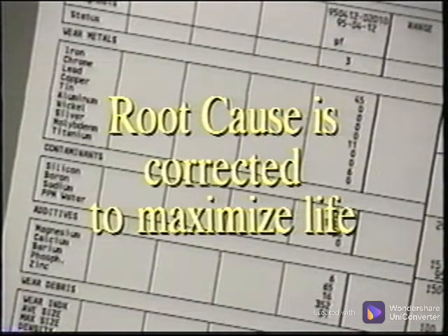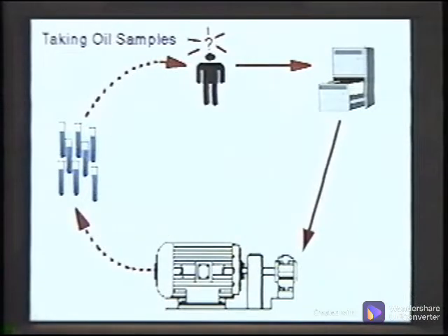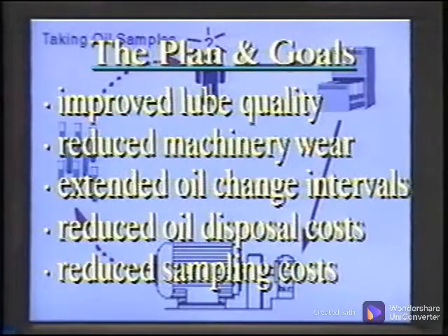Oil analysis in a reliability-based maintenance environment has the greatest potential for savings because the root cause of oil contamination, degradation, and machine wear is searched for and corrected to achieve maximum life for the machine and the lube. To achieve these optimum results and avoid a meaningless loop, your plan must have a purpose with specific pre-planned actions for particular events that will lead to the goals of improved lubrication quality, reduced machinery wear, extended oil change intervals, reduced oil disposal costs, and reduced oil sampling costs.